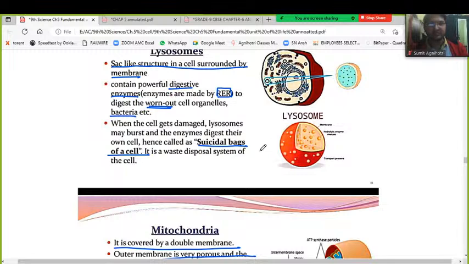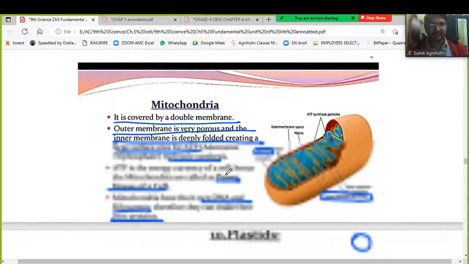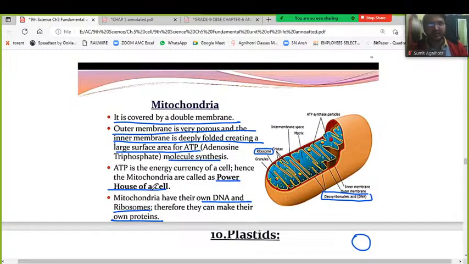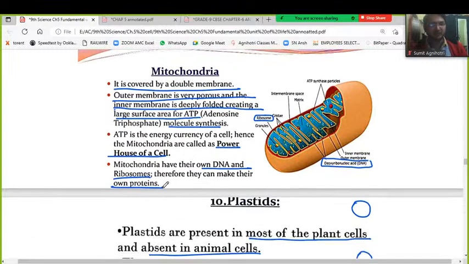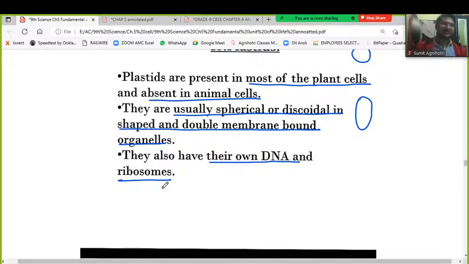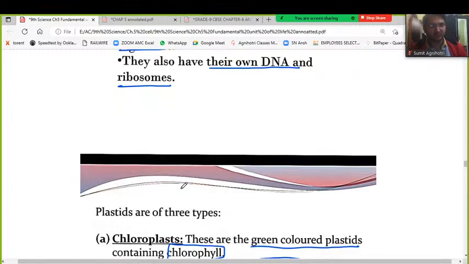RER and SER I have to explain. Then mitochondria I have already explained, they are the powerhouse of the cell, and have DNA, therefore they can make their own protein. They have their own ribosomes. Then we have plastids. Plastids are present in most plant cells and absent in animal cells. I have already explained that plastids are absent in animal cells. They are usually spherical or discoidal in shape and double membrane bound organelles. They also have their own DNA and ribosomes.